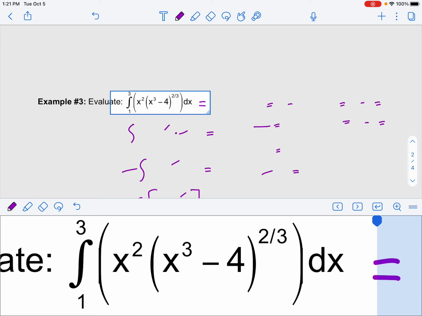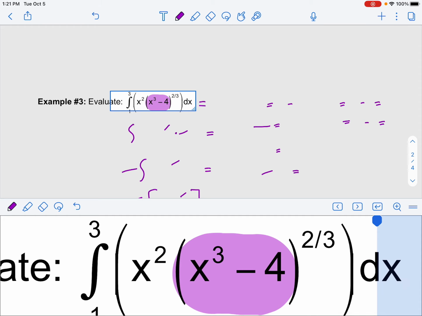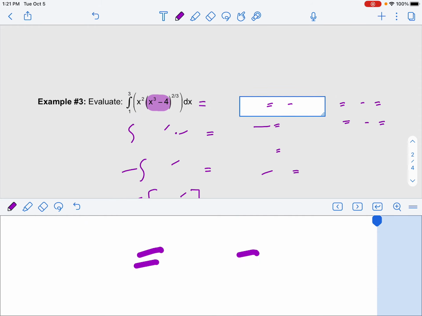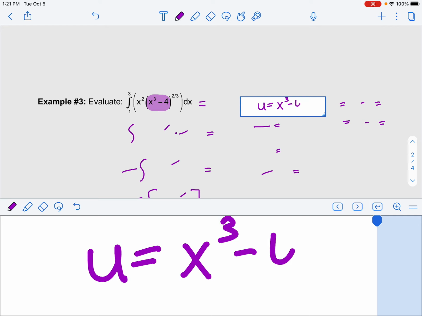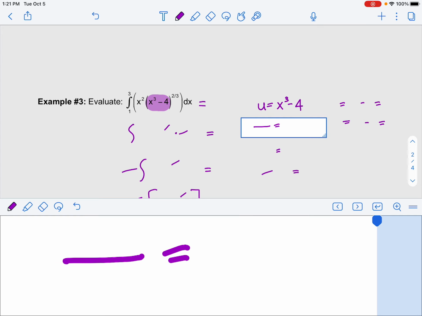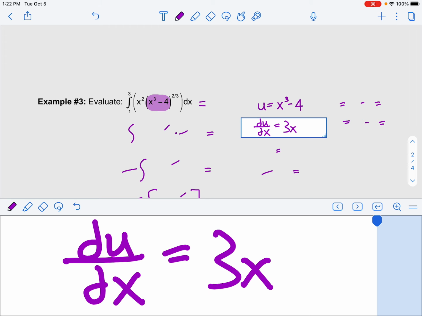So that's my integrand. So looking for a composition here, I see x cubed minus 4 raised to the 2/3 power. So I'm going to come over to the side here, and I'm going to let u equal x cubed minus 4. I'm actually going to rewrite that 4 like this. Okay, good. So let's go ahead and take the derivative of that with respect to x. So du dx is 3x squared.